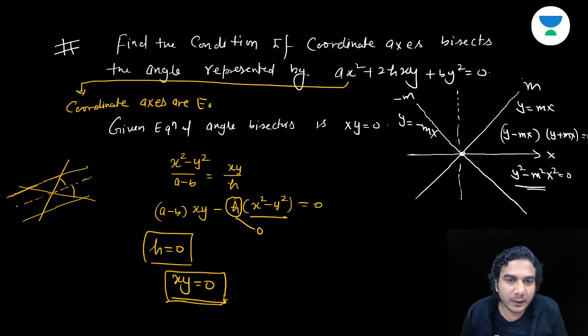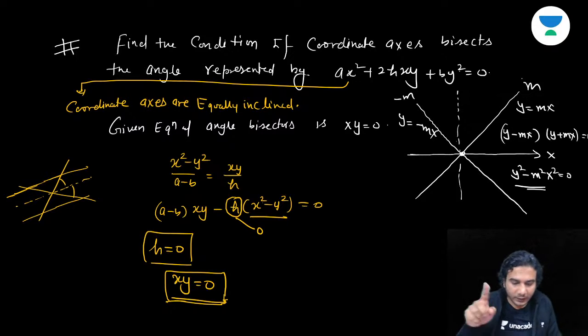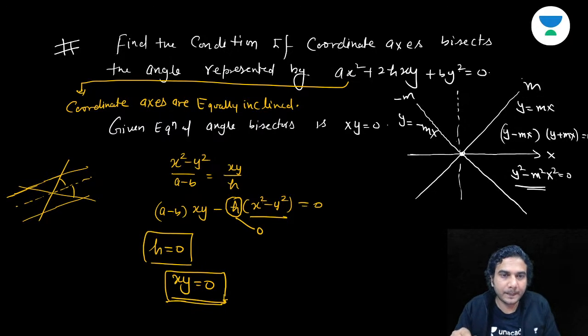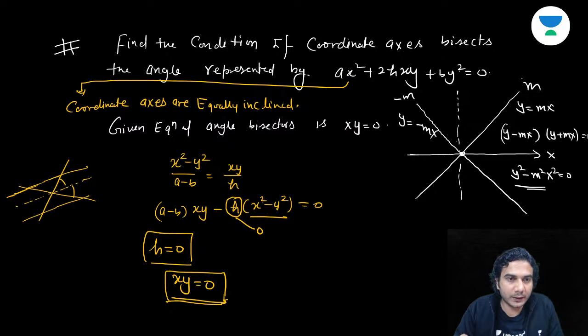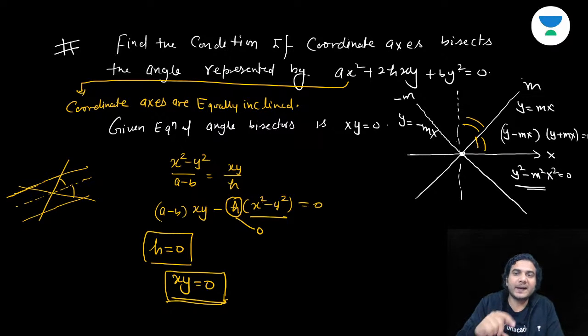The coordinate axes are equally inclined. Sorry for that. You understood this thing? I made a mistake, okay? I just said the opposite. The lines are not equally inclined to the coordinate axes. These two angles are not equal. This angle is not equal to this angle, okay? So the lines are not equally inclined; the axes are equally inclined to them. All right. The coordinate axes are equally inclined.